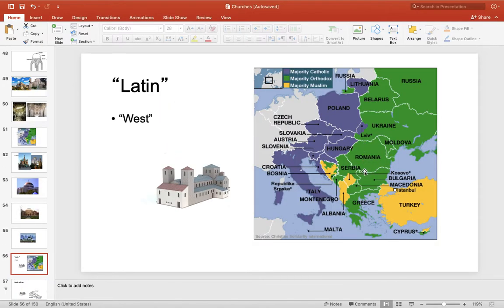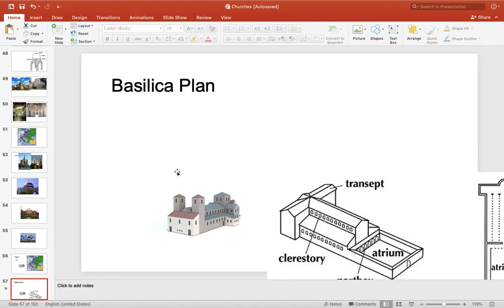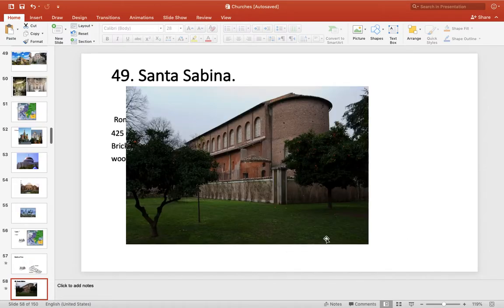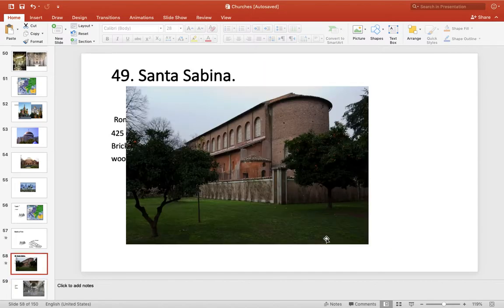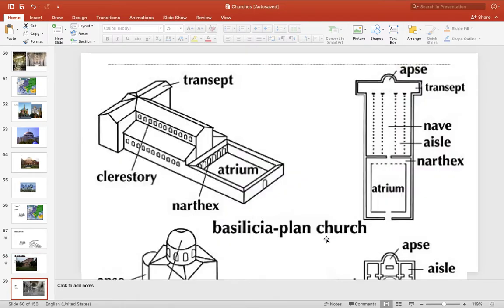Now let's go. We were over here in the east. Now let's go to the west, what they call a Latin church or a West church. And basically this goes on a basilica plan. And a basilica plan is a rectangle, and it is not a central plan. Okay. The first one is Santa Sabina, and it looks like this and this.